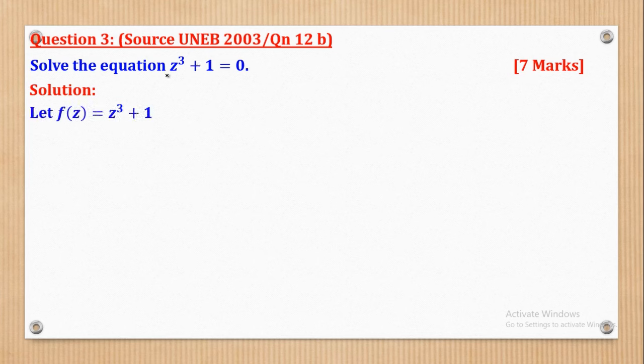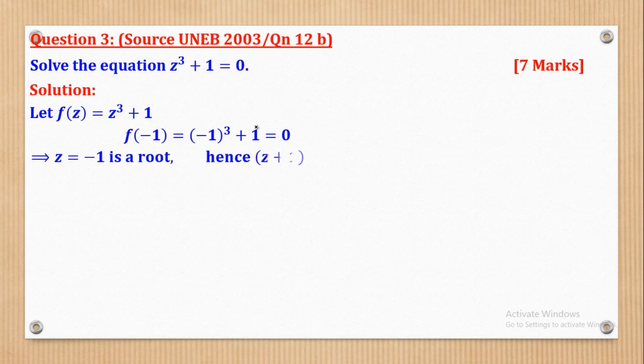So here this is cubic, so what we are going to do is first let f(z) be this function, because here we have to first look for at least one of the roots. One of the roots is negative 1. When I put z equal to negative 1, I realize that I come up with 0. That means that z equal to negative 1 is a root, and therefore z plus 1 is a factor.